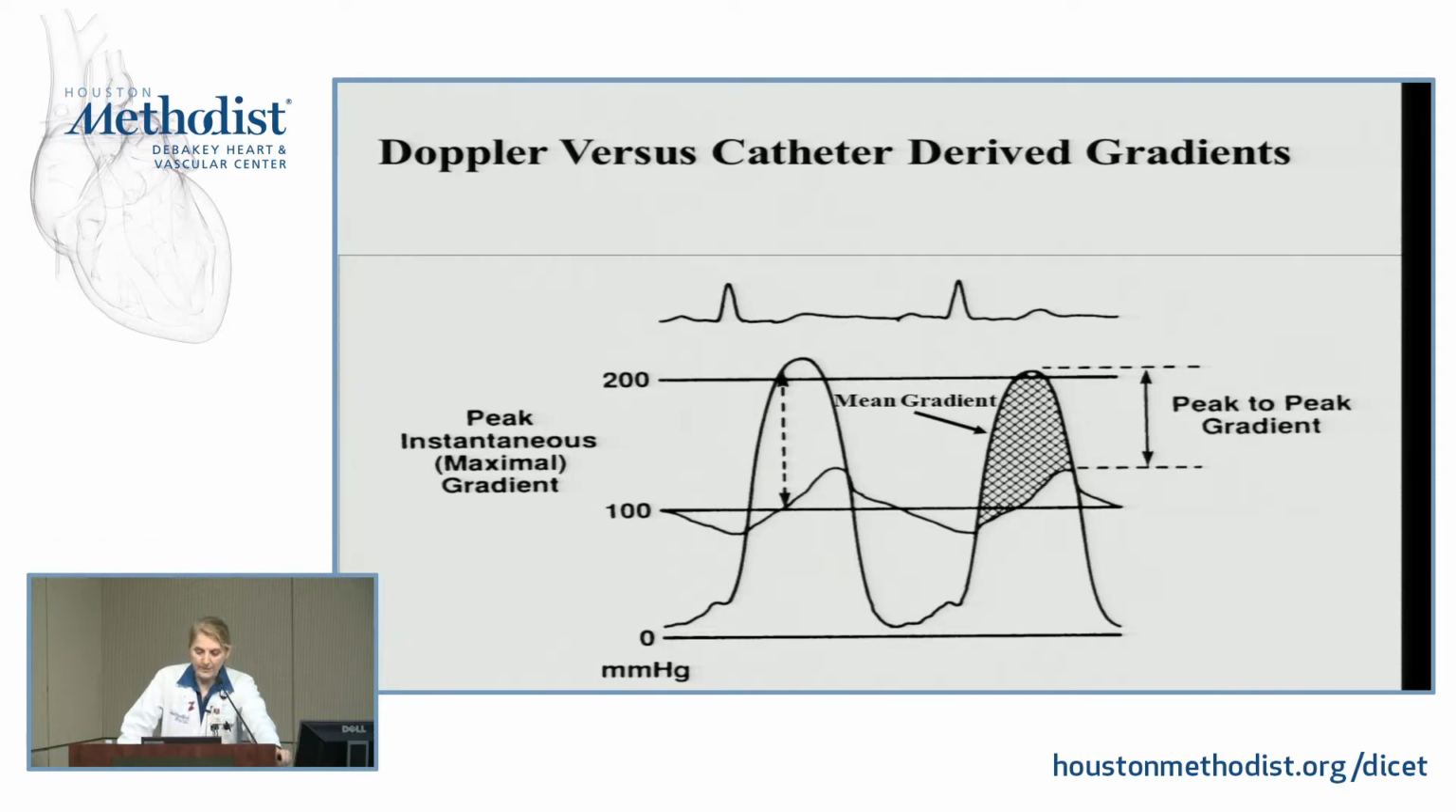When we look at Doppler versus catheter-derived gradients, these are showing you the two pressure gradients, and the mean gradient is depicted there. In the cath lab, that's what you're measuring, and in the echo lab, you're just measuring all those modified Bernoulli 4V squareds in that shaded area and taking the mean of the number of measurements that are made. You can see that the peak-to-peak gradient, because it occurs at 2 different time periods, is much smaller than that peak instantaneous maximal gradient shown in the left-hand panel. So there's a big difference in those two, and actually that peak-to-peak more closely approximates the mean gradient than it does that peak instantaneous or maximal gradient.